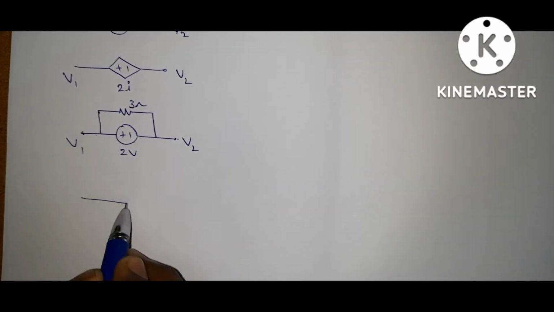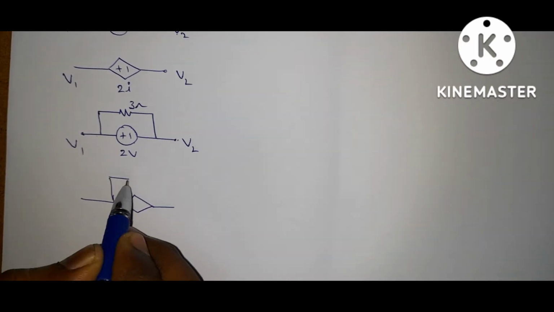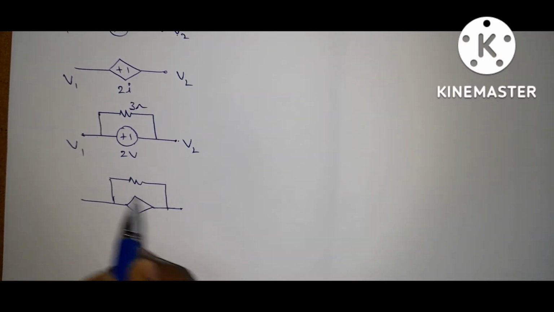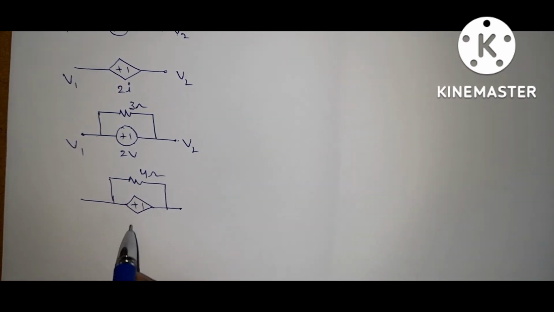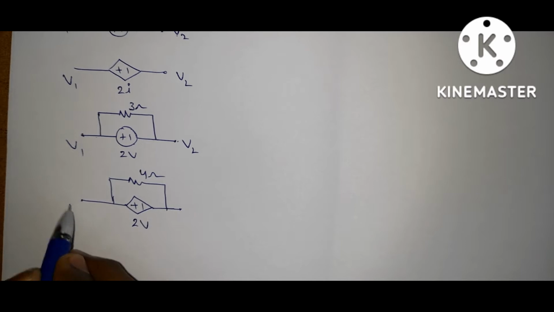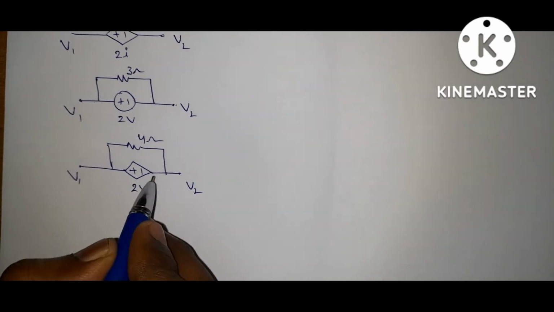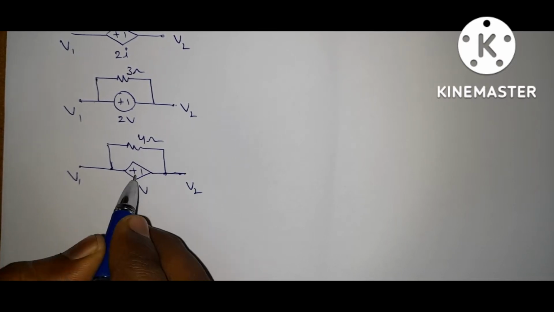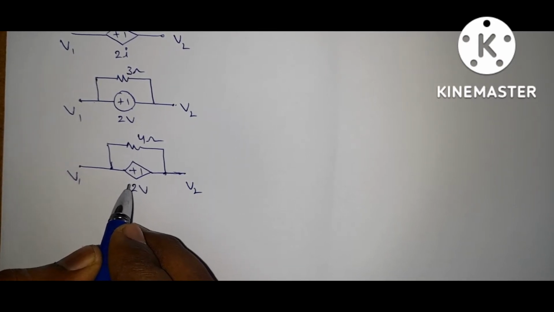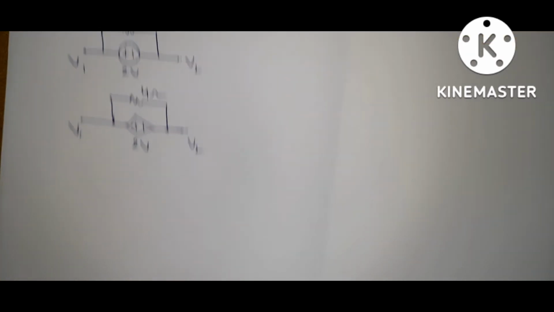Suppose there exists a dependent voltage source and in parallel with it there is a resistance, let it be 4 ohm, and say it is 2 volts, V1, V2. Here also we need to apply the supernode technique because in between two nodes there is a dependent voltage source. In these 4 cases we need to apply the supernode technique.